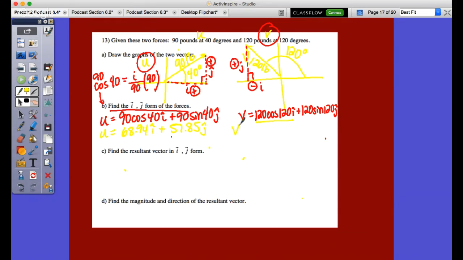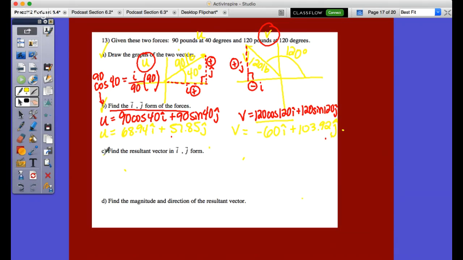Perfect. V, let's do this one. 120 sine of 120. 120 cosine of 120. So I did in fact get a negative, so I'm good there. So I can kind of check that off. This one would be positive at 103.92. Okay, J. All right, so I've got part one. I've got part two because I've actually found the forms.